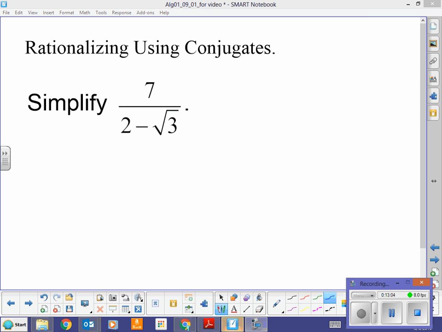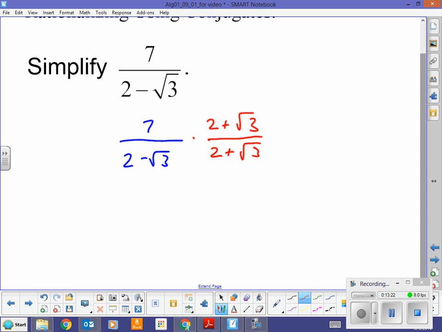let's take a look at an example. I want to rationalize this using conjugates. So 7 over 2 radical 3. I'm going to multiply this by 2 plus radical 3, top and bottom. Okay. So what does that get us? Well, I know our difference of squares pattern, 2 minus radical 3, 2 plus radical 3, they have the sum and the difference.